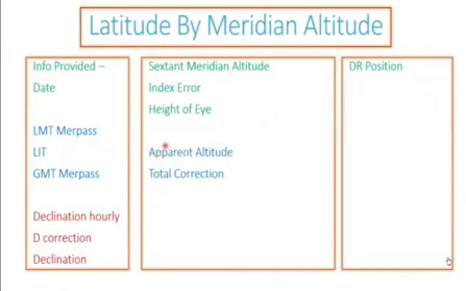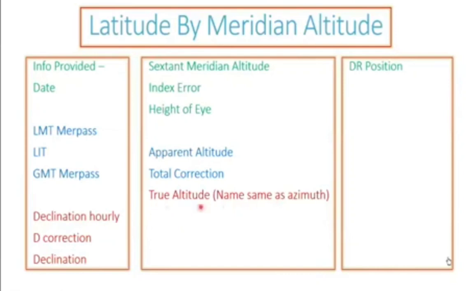Now in the second step, we correct the altitude of the body. We have the sextant altitude, we have the index error. So we have the height of eye with which we obtain the dip correction. Once we apply these two corrections, we get the apparent altitude of the body. Once apparent altitude is there, we apply the total correction and it gives us the true altitude of the body. Now the true altitude of the body is named same as azimuth.